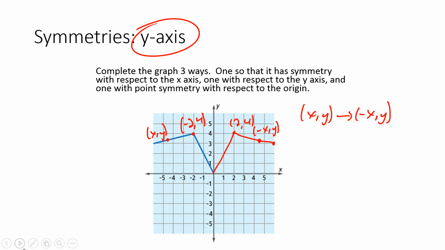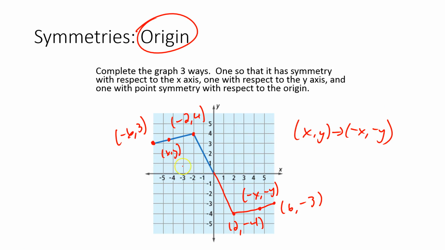But the next two have special names. If you have y-axis symmetry like this, we call this an even function. And if we have origin symmetry like this, we call that an odd function. And today we're going to talk about how we can prove these things.